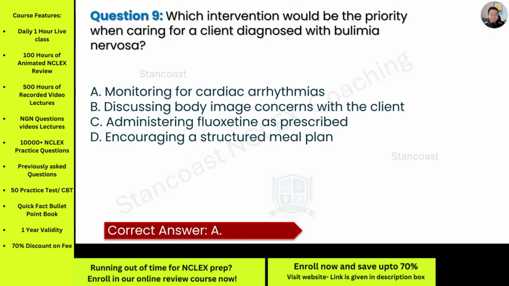If you selected letter B, this is incorrect. We know that discussing body image disturbance is an important aspect of their treatment, but it's not the priority in the acute phase.